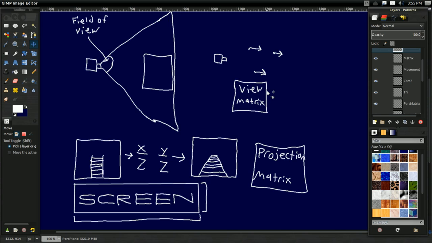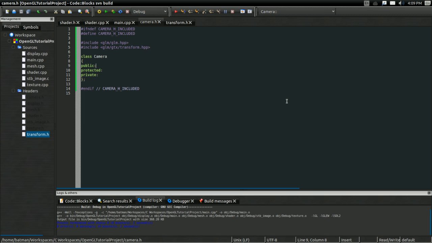So yeah, there's really no significant cost to it. It's using the same vertex shader trick as everything else in the world. And yeah, that's how we're going to represent cameras. So let's go ahead, dive into the code, and get started. Okay, so let's go ahead and get started.